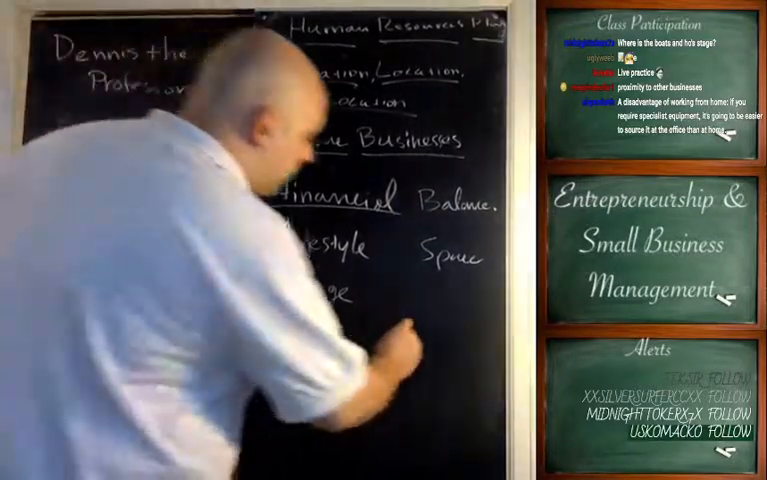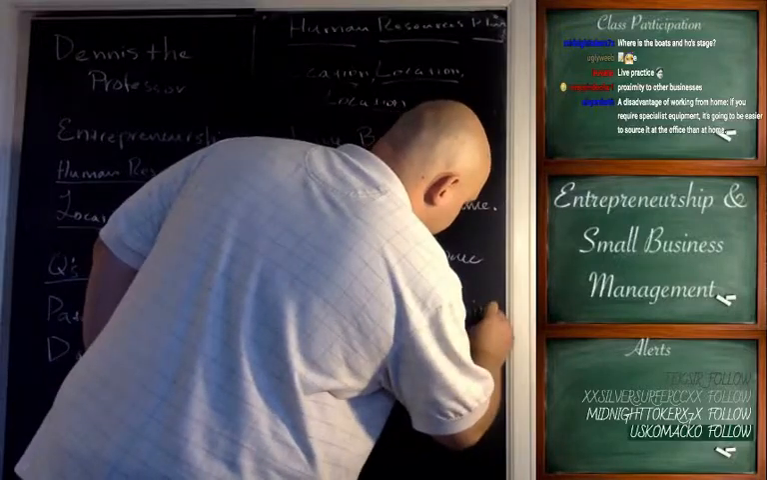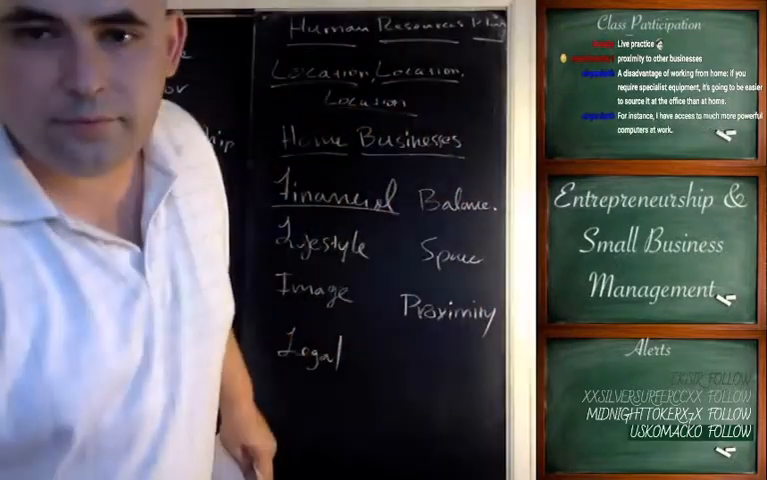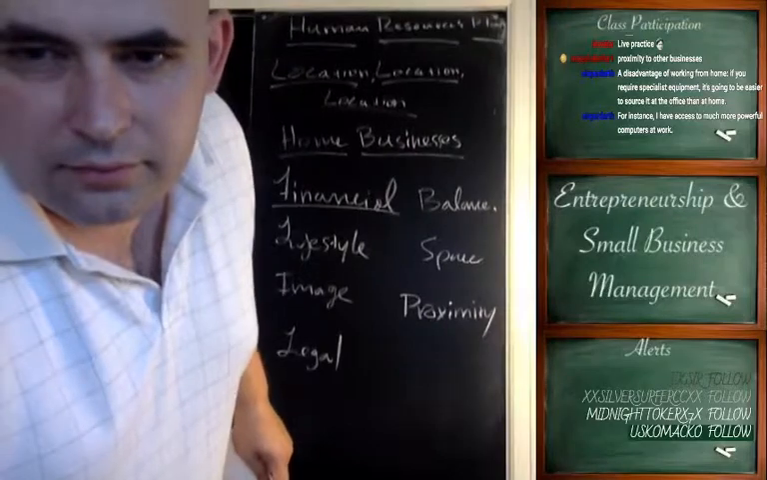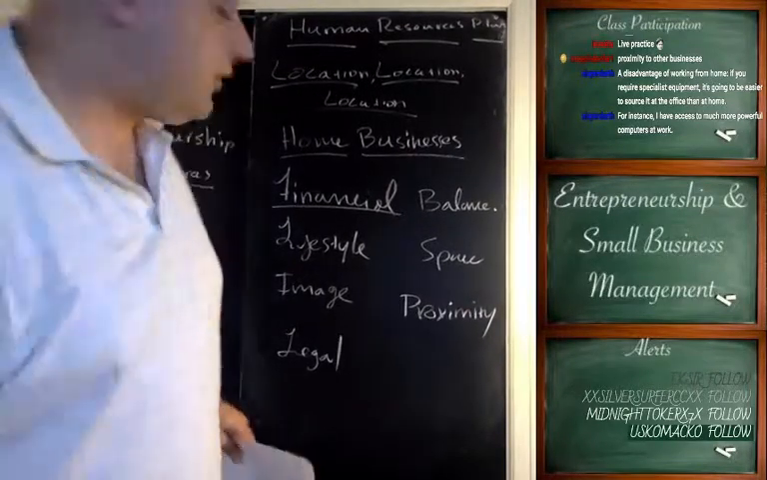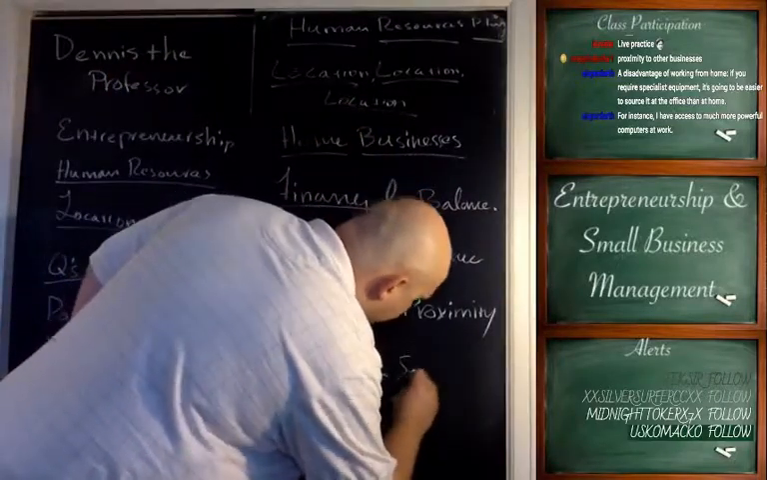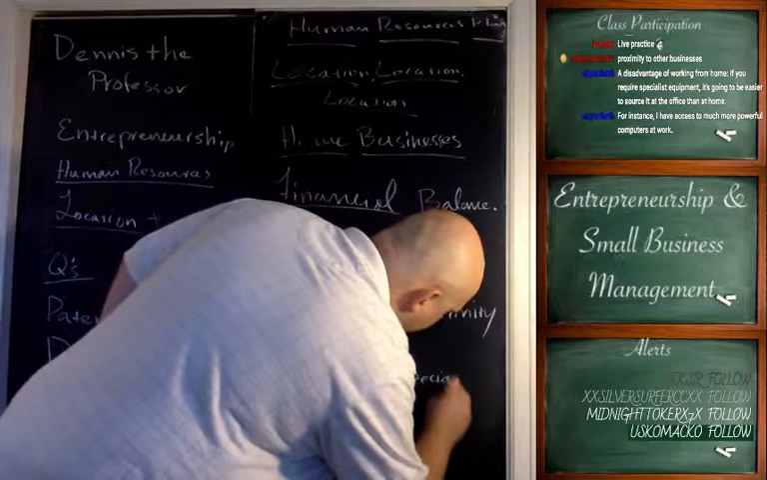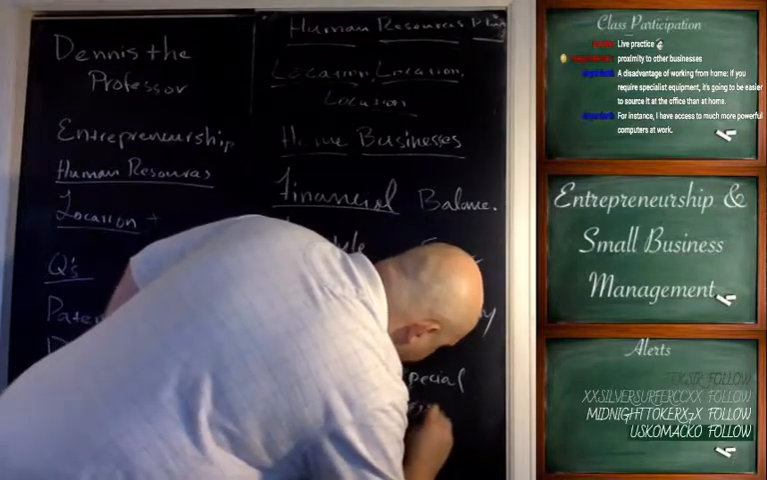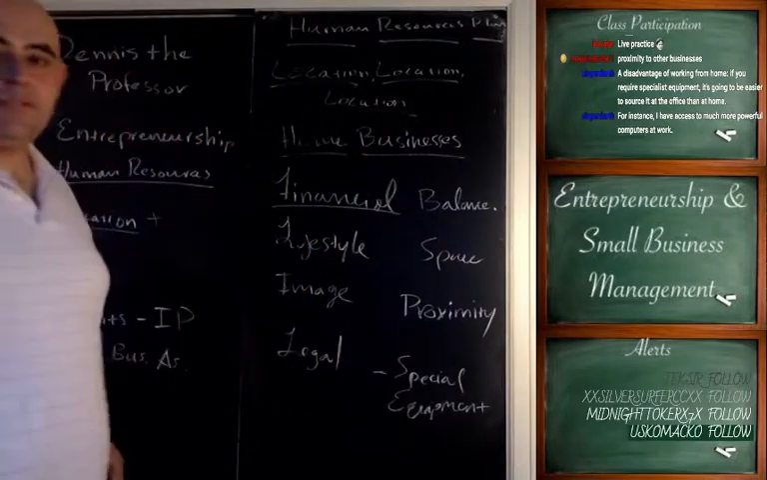Proximity, that's actually going to be a very big one. Yeah, proximity is very important. Access to much more powerful computers. Okay, so specialist equipment. This is a minus. Special equipment. Okay, that's another great example, right?